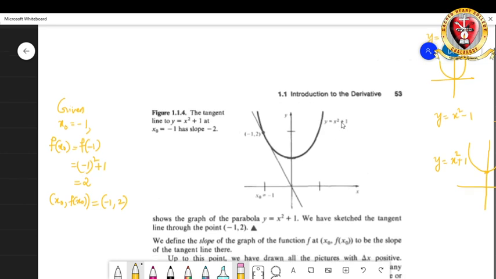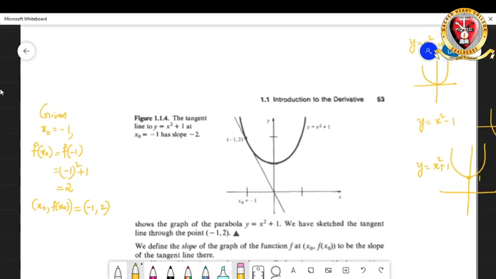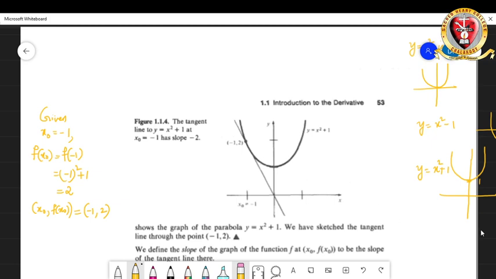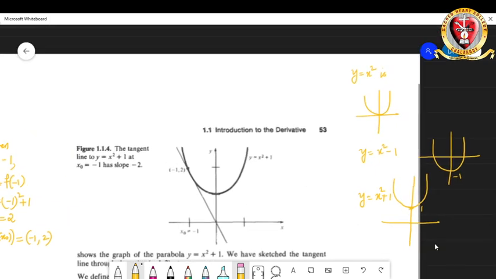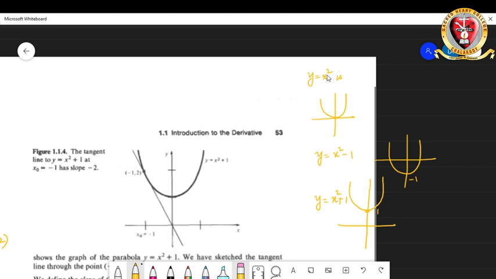Here y is equal to x square plus 1 is drawn, the parabola. To understand it, you know that for y is equal to x square, the parabola will be sitting like this. If y is equal to x square minus 1, the parabola will shift downwards by 1. The vertex of the parabola will be minus 1.